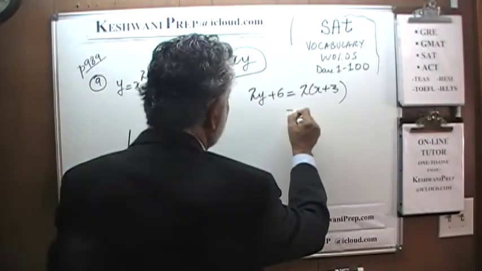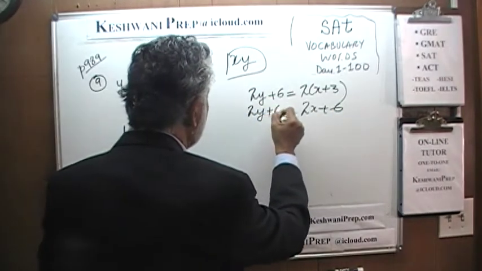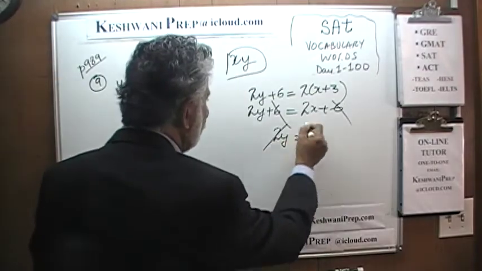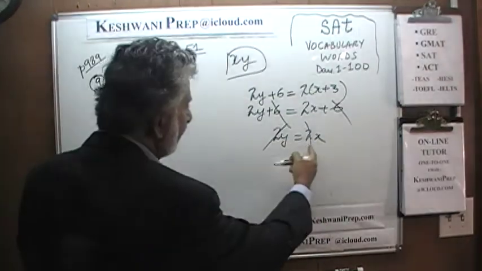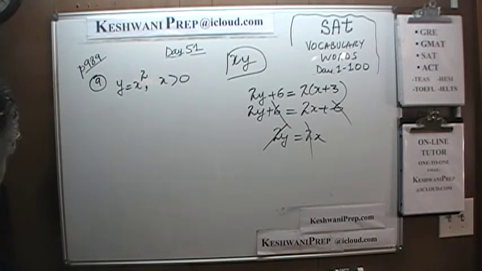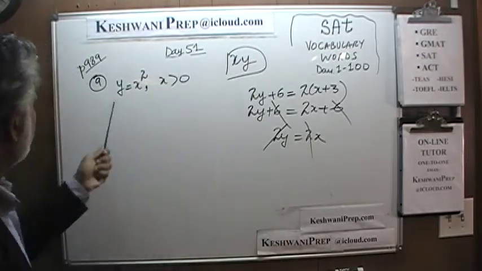Let's open this parenthesis. We get 2x plus 6. Here we have 2y plus 6. 6 drops out, which means 2y is equal to 2x. 2 drops out, which means y is equal to x. What do we do next then? Just plug in, let's substitute x for the y here. Obviously y is equal to x. Let's put it in here.